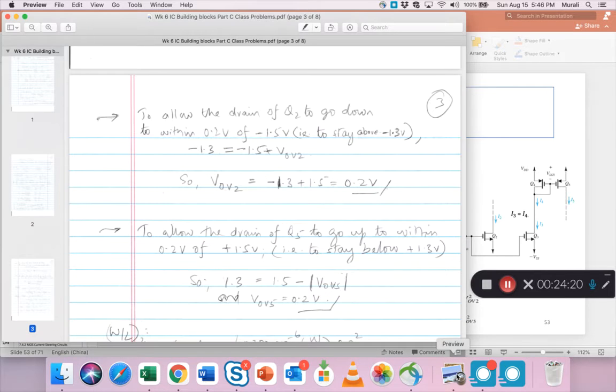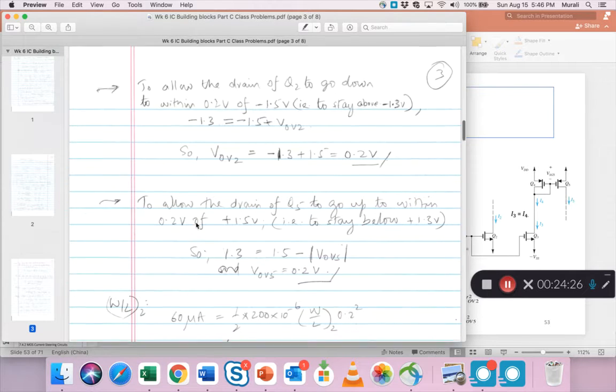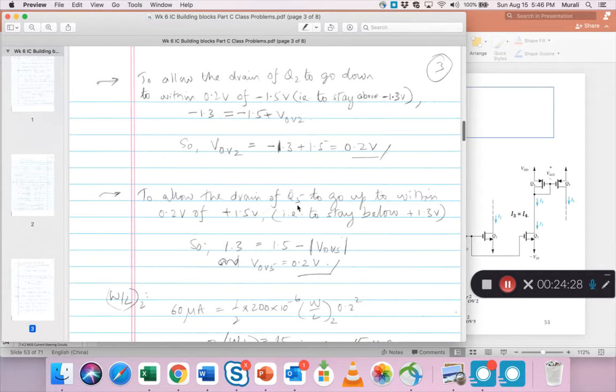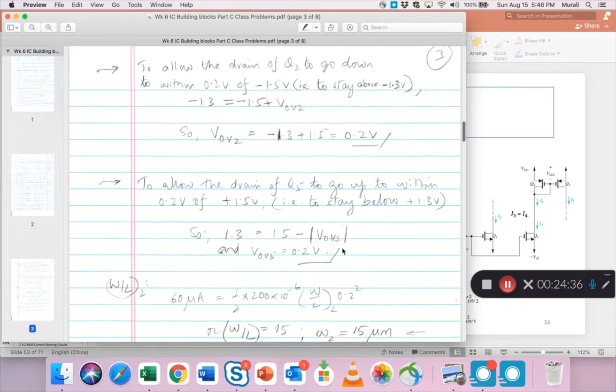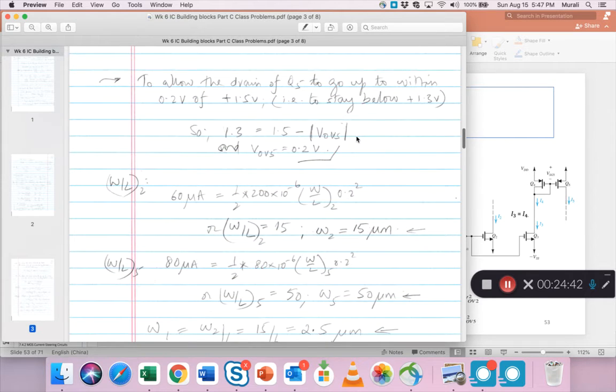Oops, I don't know why I did that. So OV2 is 0.2 volts. Similarly, the other condition to allow the drain of Q5 to go up to within 0.2 volts of 1.5, that is to stay below 1.3 volts. So OV5 also comes out to be 0.2. So both overdrive voltages are 0.2.